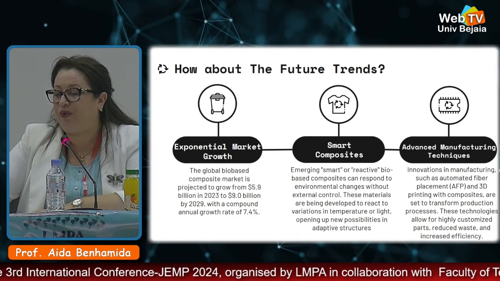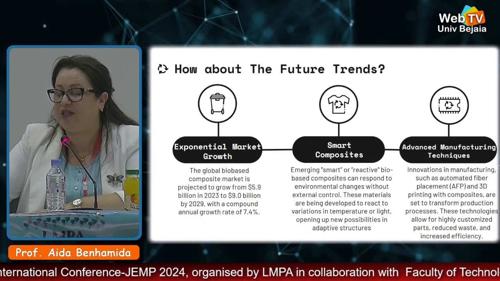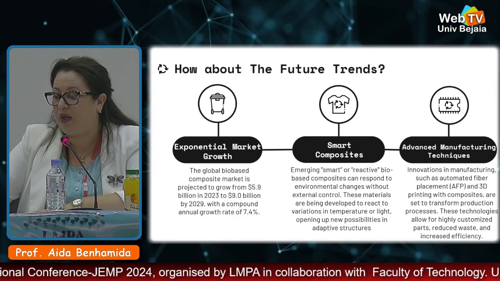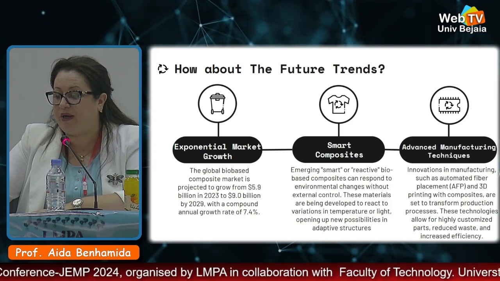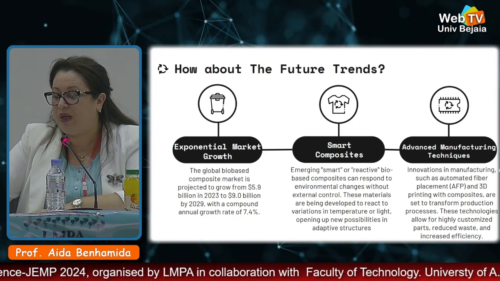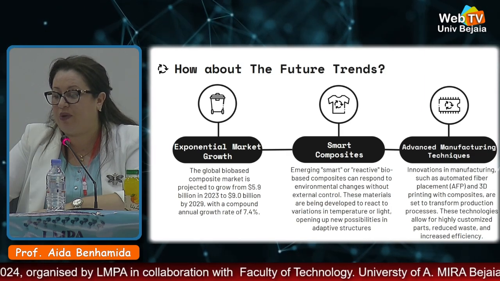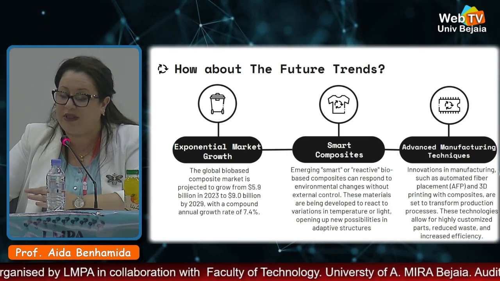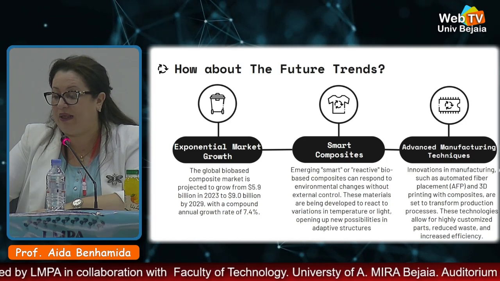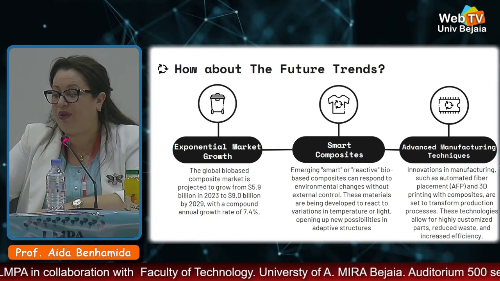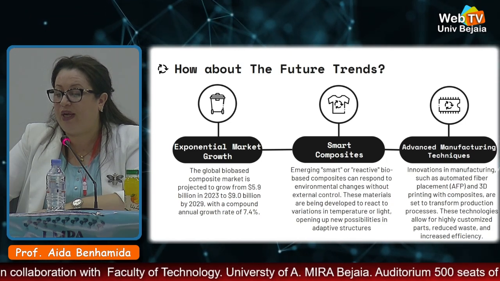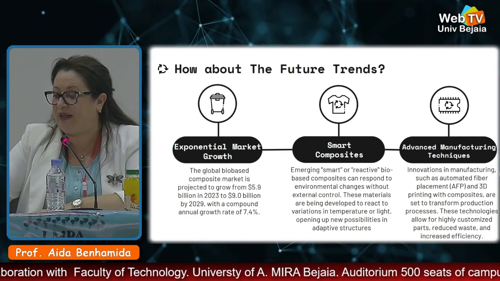How about the future trends? We have an exponential market growth. The global bio-based composites market is projected to grow from 5.9 billion in 2023 to 9.0 billion in 2029, with a compound annual growth rate of 7.4%.